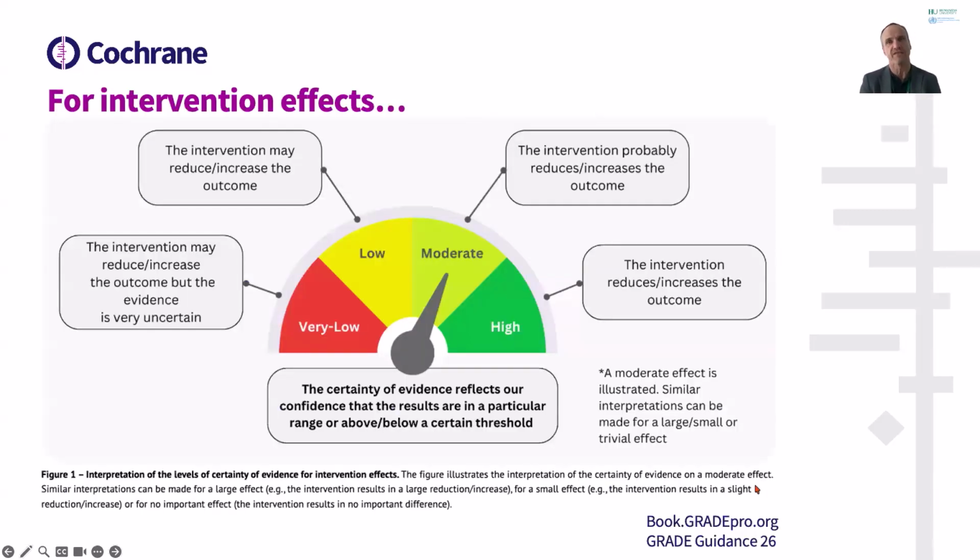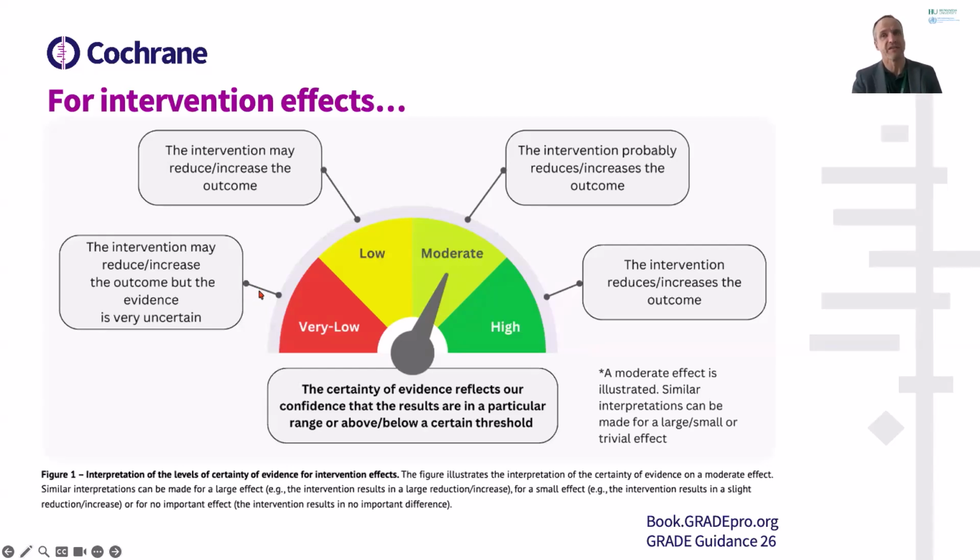This, for intervention effects, represents that GRADE assesses the certainty in four categories, four levels, from very low to moderate to high. And again, it reflects the certainty that an effect is in a particular range or above or below a certain threshold. In narrative terms, and this is work that has been cited widely from the GRADE guidance series, we've produced many articles, as you know.